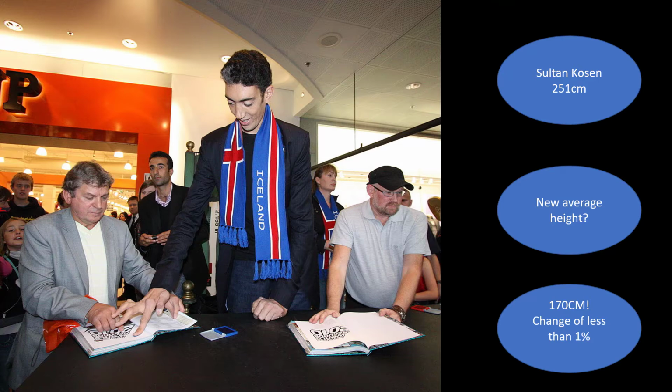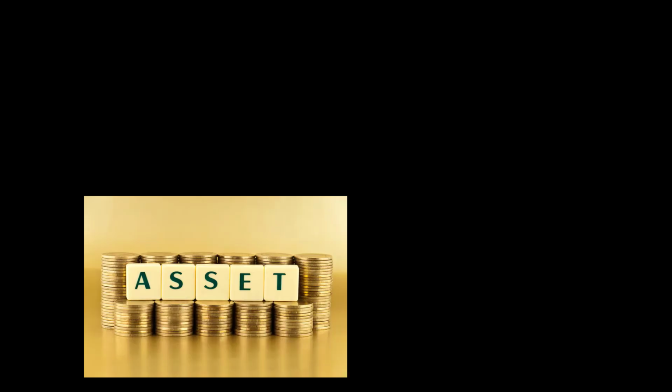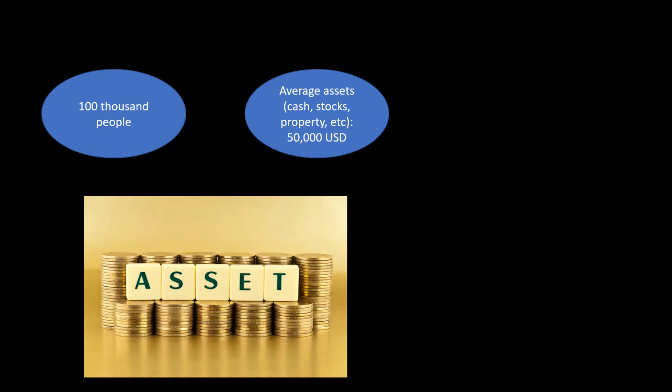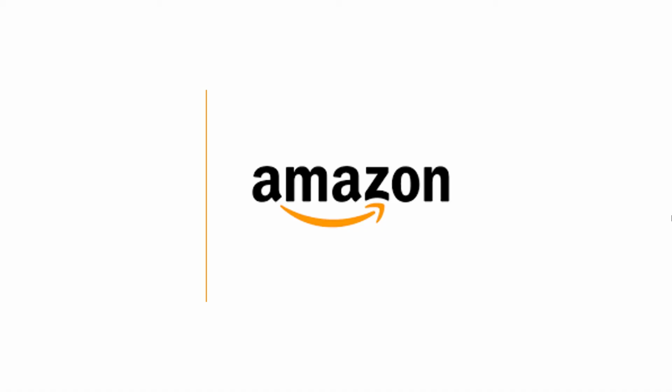Now, let's make the exact same example, but we're going to use our assets. We have the same 100,000 people in the trains of the metro, and we will have to guess the average assets, such as cash, stocks, properties, and so on. And we will guess that we have about $50,000 per person on average. And then this guy comes in. For those that do not know who he is, he owns a very small company, something maybe you heard before, called Amazon. I think they're on the rise.